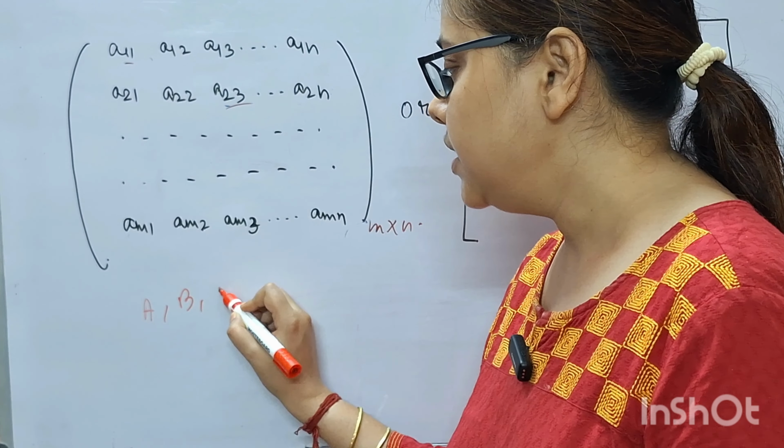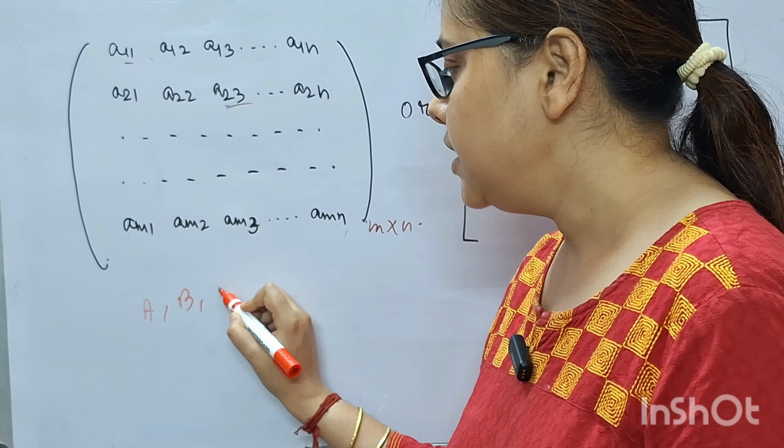And the null matrix is generally denoted by capital O, and capital O 2 by 3 means null matrix of order 2 by 3. So there are 2 rows and 3 columns and all the elements are 0. This is a null matrix of order 2 by 3.